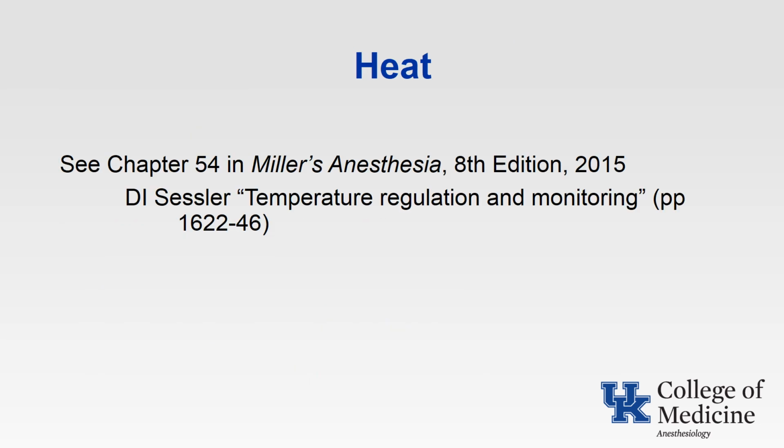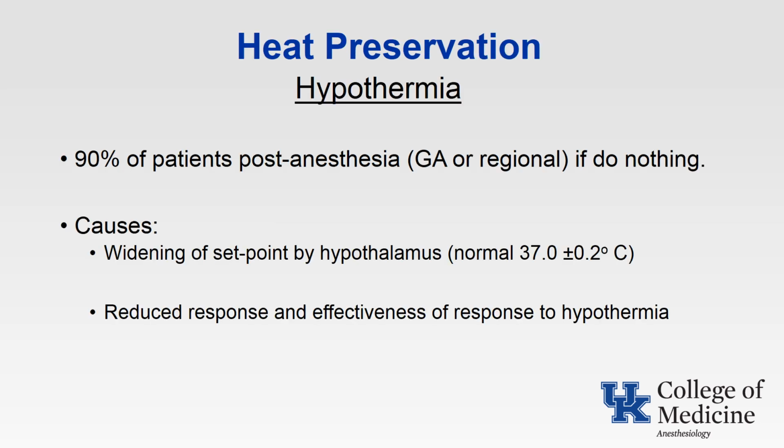Let me then turn to the topic of heat. I strongly recommend the chapter in the 8th edition of Miller's by Dr. Sessler. This may also be present in the 9th edition, but I haven't checked this out. In the past, 90% of patients post-anesthesia, either general or regional, would be hypothermic if nothing was done. The cause is a widening of the set point by the hypothalamus and reduced response and effectiveness to hypothermia.